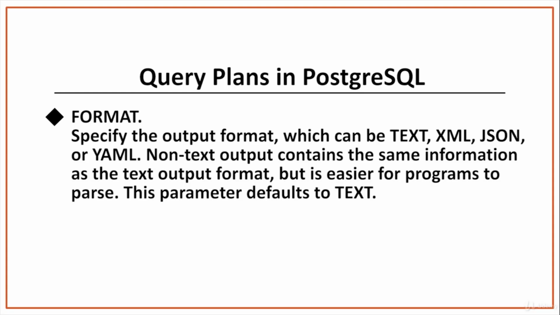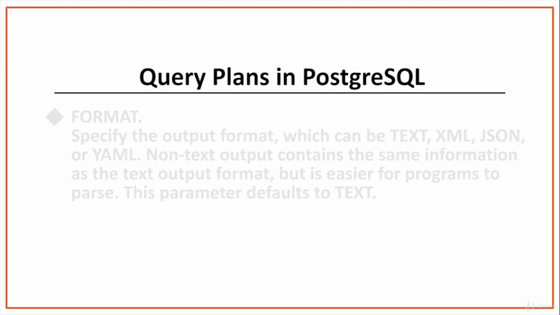Format. Specify the output format, which can be text, XML, JSON, or YAML. Non-text output contains the same information as the text output format, but is easier for programs to parse. This parameter defaults to text.